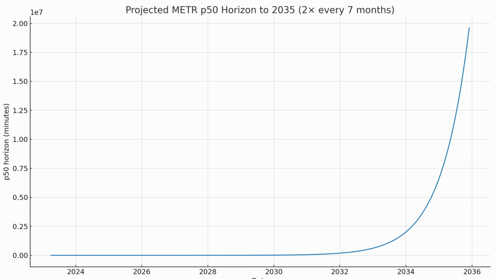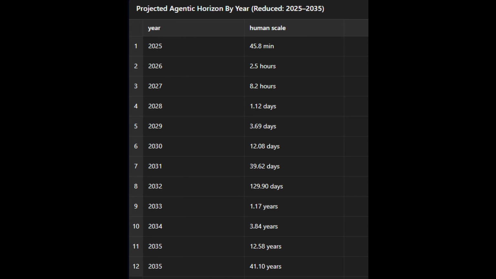I'm just trying to put things into perspective for everybody. But anyways, here's the actual table if you want to see what that looks like from 2025 to 2035. At 2035, we get to 41 years per task, meaning these agents are now living entire lifetimes in one prompt. Or maybe by that point, it's a third of a lifetime. Maybe even less. Maybe it's a sixth of a lifetime.